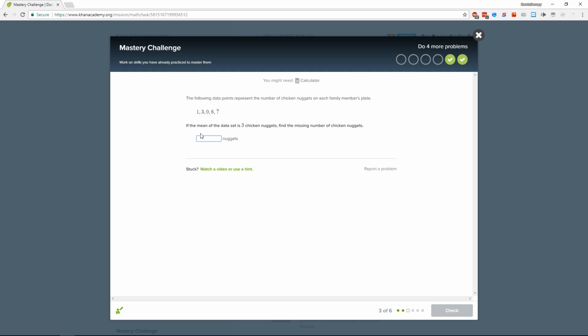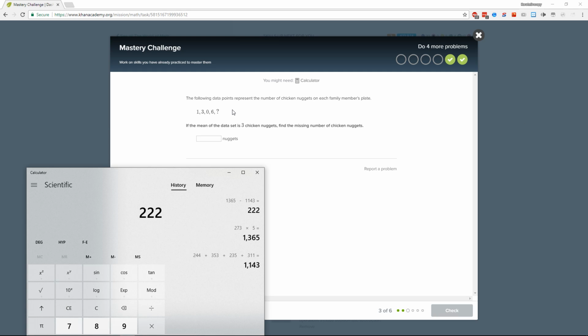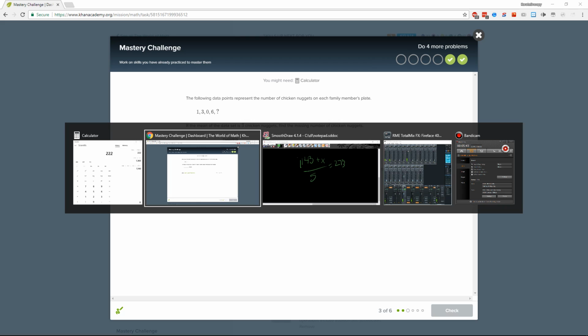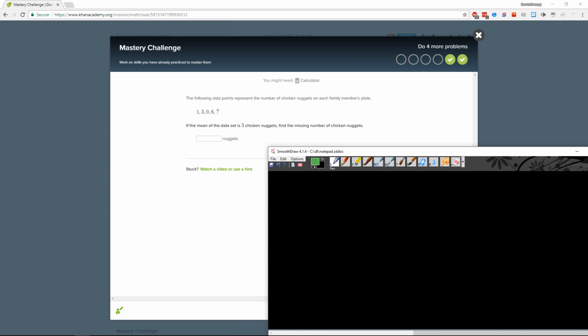Number of chicken nuggets. The mean is 3. Find the missing number. So we have 10, and we have a total of 5. Don't need our trusty calculator, but we do need a drawing pad. So the equation is 10 plus x divided by 5 equals 3. So it's 15 minus 10. So 5.